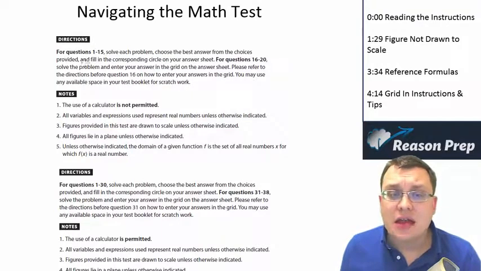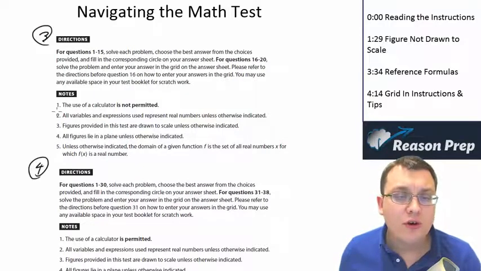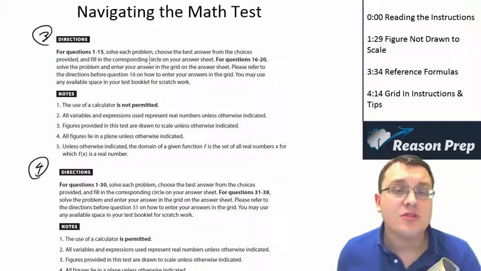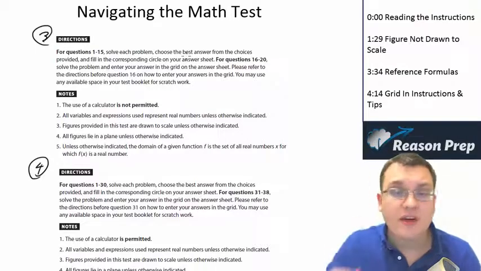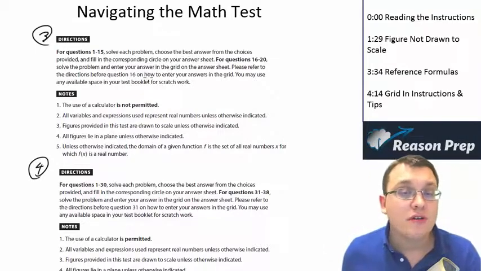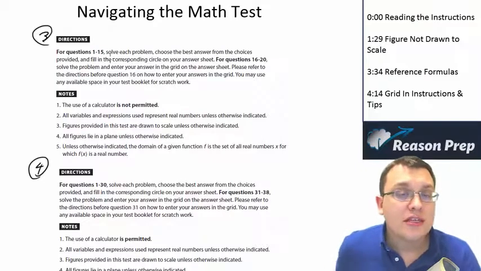Let's read this together and then I'll give you some comments. For questions 1 to 15, this one is for section 3, by the way, this one's for section 4. For questions 1 to 15, solve each problem, choose the best answer from the choices provided, and fill in the corresponding circle on your answer sheet. For questions 16 to 20, solve the problem and enter your answer in the grid on the answer sheet. Please refer to the directions before question 16 on how to enter your answers in the grid.